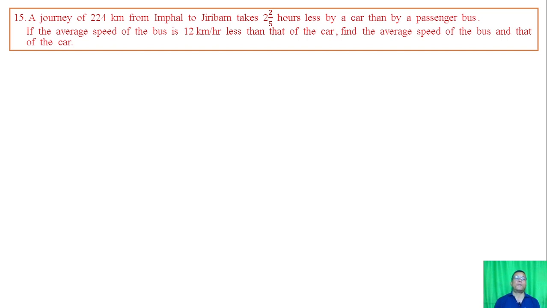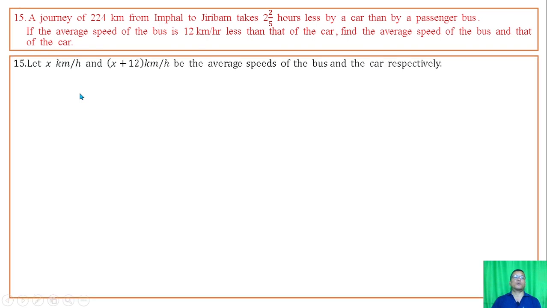If the average speed of the bus is 12 km per hour less than that of the car, find the average speed of the bus and that of the car.